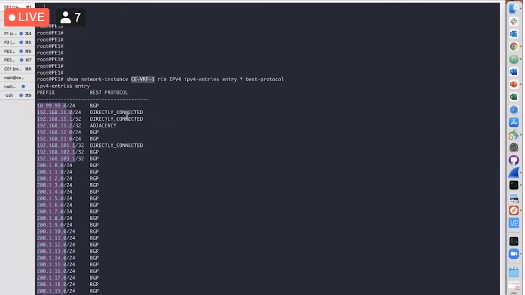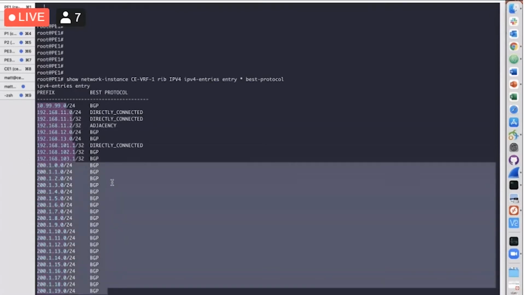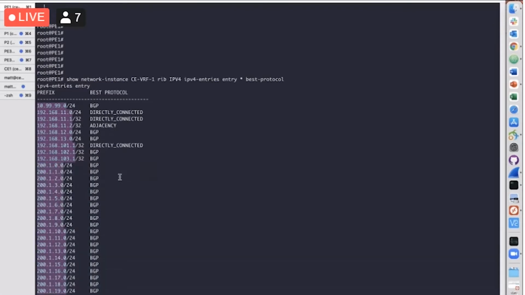We can see that we have a combination of directly connected. Some of these are loopbacks. Some of these are the adjacency, the interface itself to CE1, and the rest are BGP. Some of these are coming from the other PEs in the network that are importing the same route targets, and others are loopbacks for that VRF on other PEs.